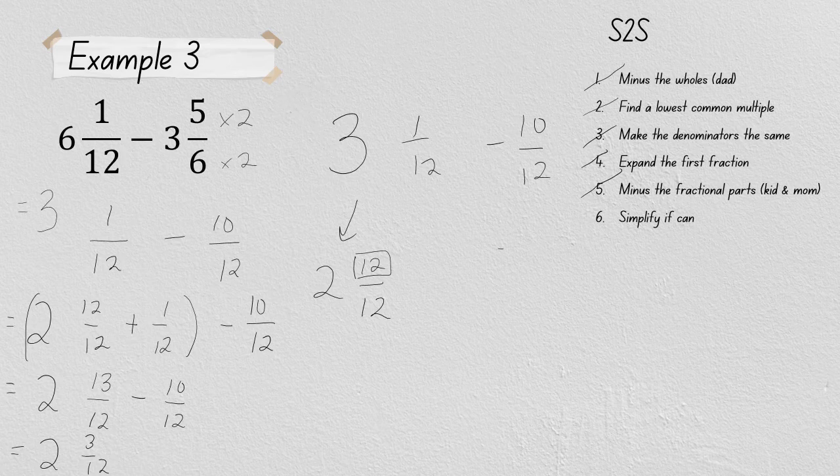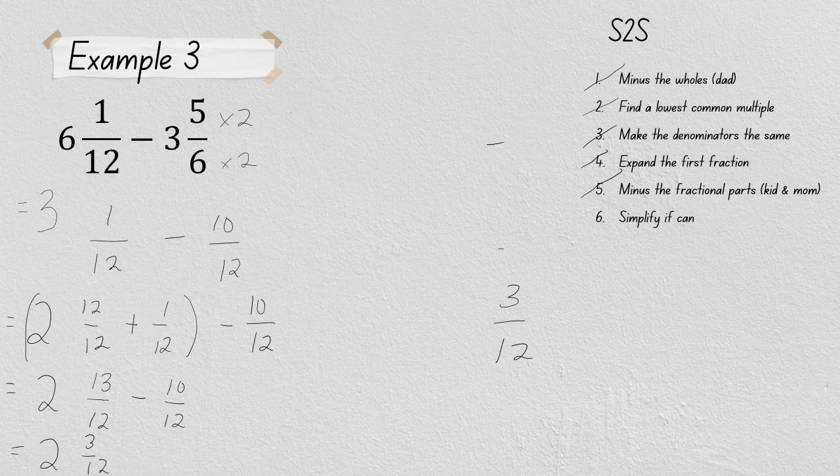Step 6, ask yourself, can you simplify 3 out of 12? It's not a matter of odd or even, because that's not the case. So ask yourself, can you divide these two numbers, 3 and 12, by a same factor? Yes, you can. You can divide them by 3. So 3 divided by 3 gives us 1. 12 divided by 3 gives us 4. And the answer is 2 wholes, 1 out of 4.